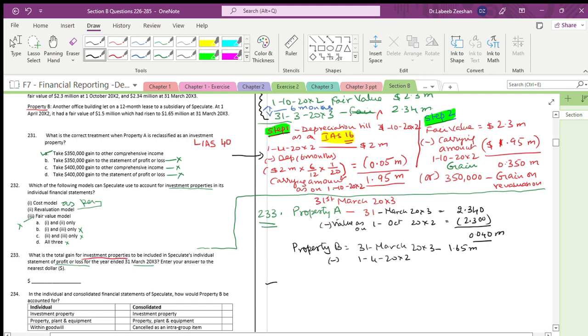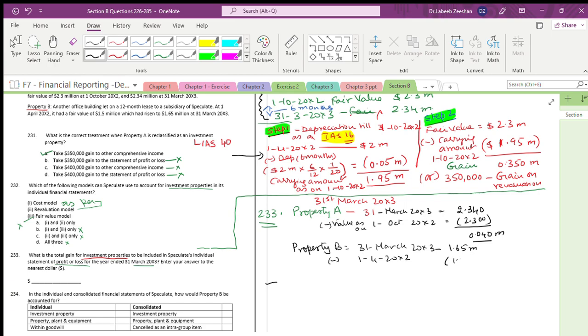As on 1st of April, see the difference, keep it in mind. The difference is very clear. When you are converting from property, plant and equipment to investment property, on the investment property we should not calculate depreciation. Understand my point? This is the condition of IAS 40 with respect to presentation.